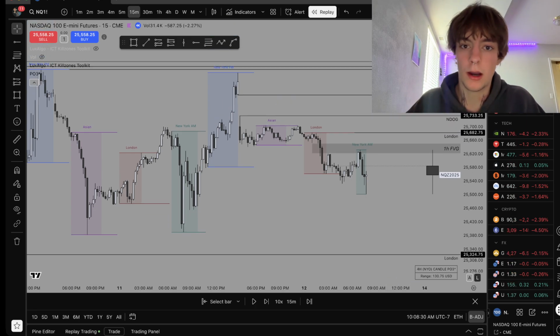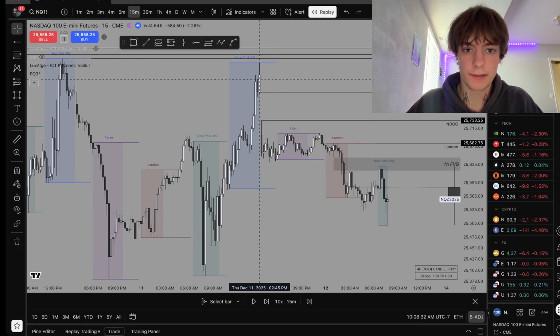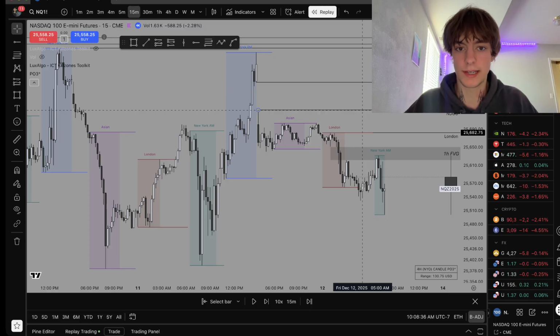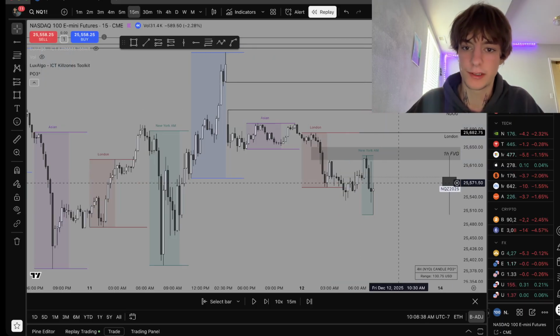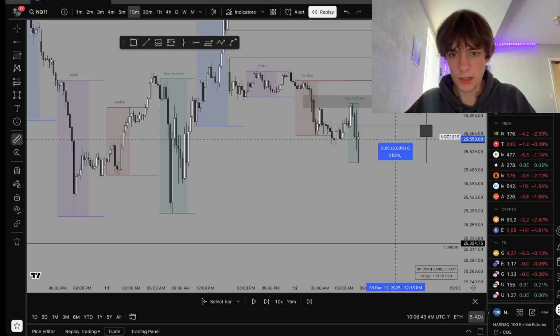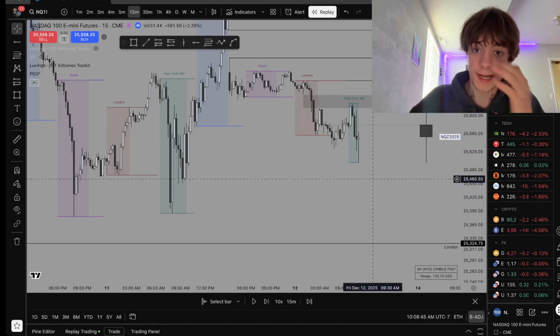So, coming into the morning, I saw this big leg. I wasn't really too concerned with it just due to the sheer distance away. We were already 200 points away starting off. We were 200 points away from the next draw lower.